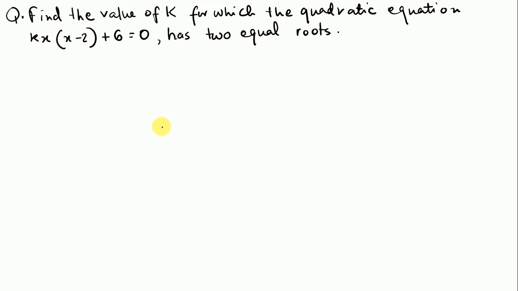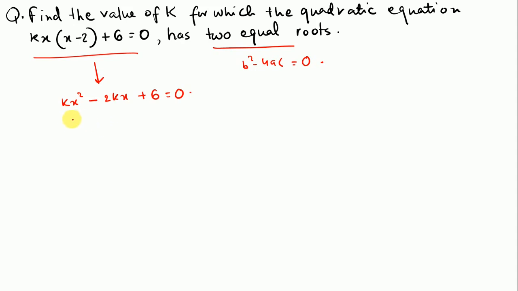Let us try this question. Find the value of k for which the quadratic equation has two equal roots. Now see, if the roots are equal, it means that b square minus 4ac equals 0. First we have to bring the equation to the standard format, that is kx square minus 2kx plus 6 equals 0. Over here the value of a is k, the value of b is -2k, while the value of c is 6.